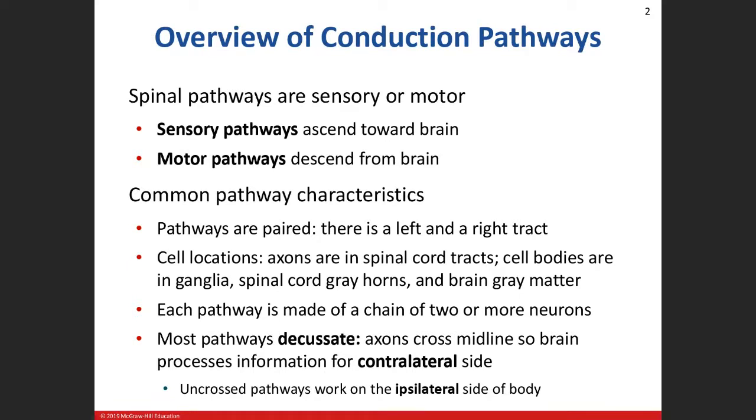Okay. So when we talk about the spinal cord, the spinal cord is pretty much the connection, or the highway, the bidirectional highway between the brain and the periphery of your body. So in the spinal cord, we are going to discuss the conduction pathways.